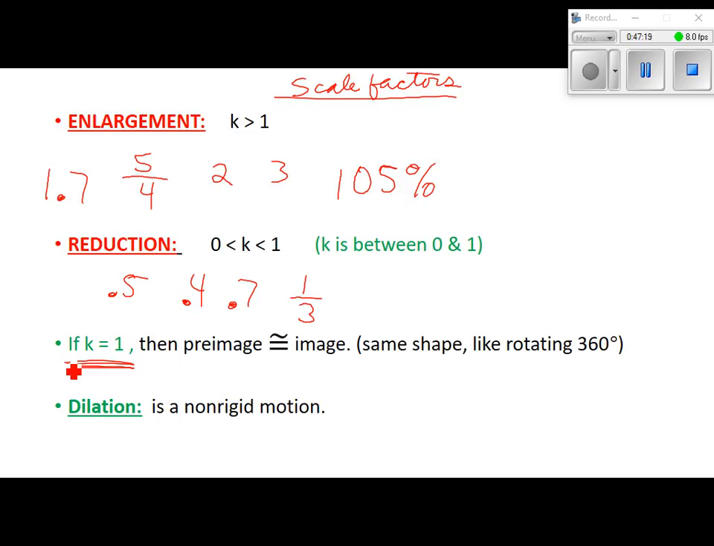A dilation is a non-rigid motion. Remember, a rigid motion means that when I move this shape from here over to here, it looks exactly the same. A non-rigid motion means when I dilate this shape from here to something else, they don't look the same. One's bigger, one's smaller than the other. So rigid motion, they're exactly the same. Non-rigid, not the same.